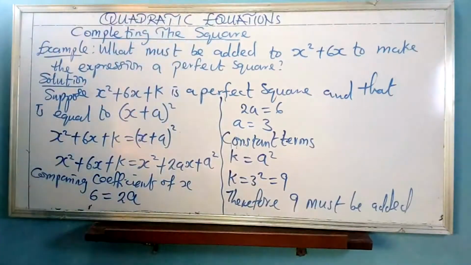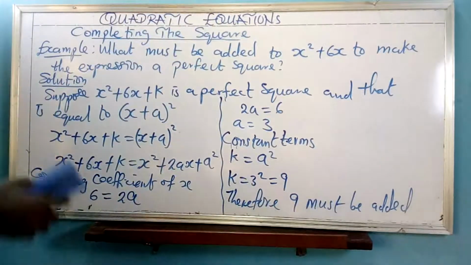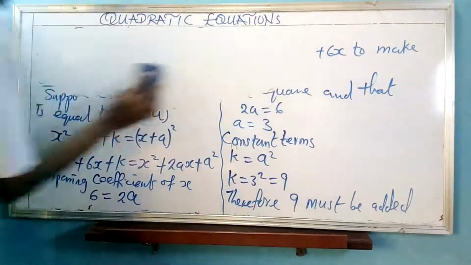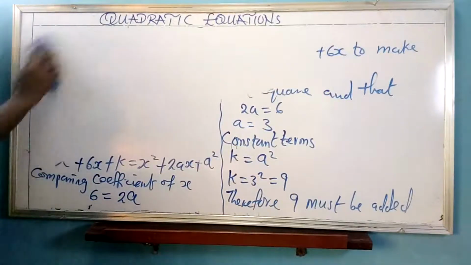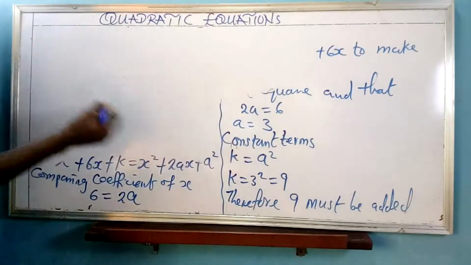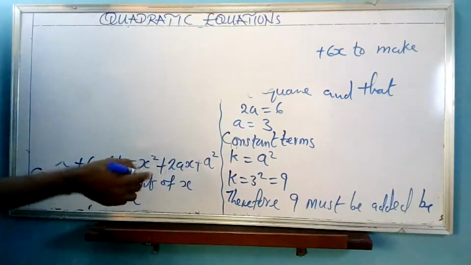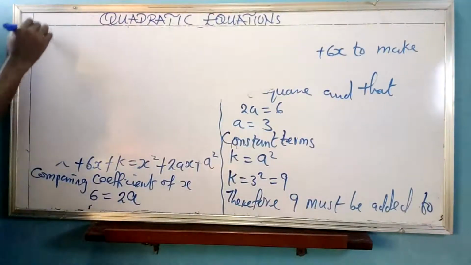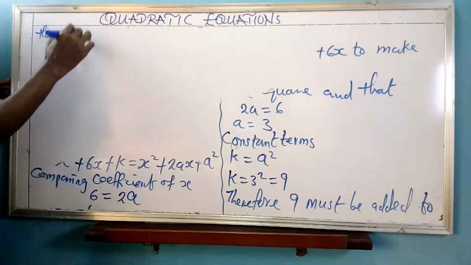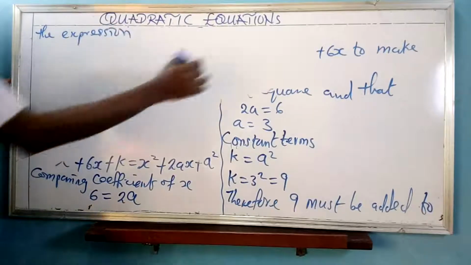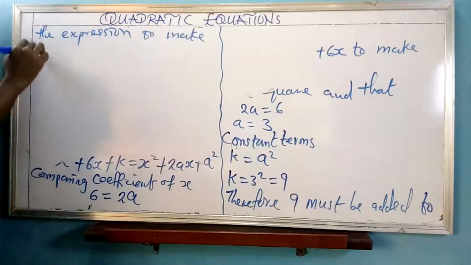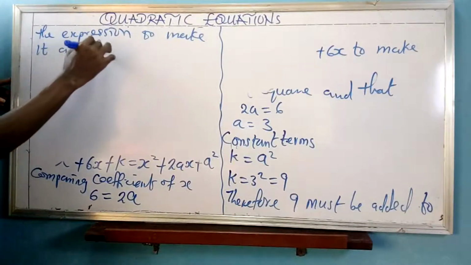9 must be added to make it a perfect square. Okay, 9 must be added to the expression. Let me clean this one, and this one we're moving. Therefore, 9 must be added to the expression to make it a perfect square.